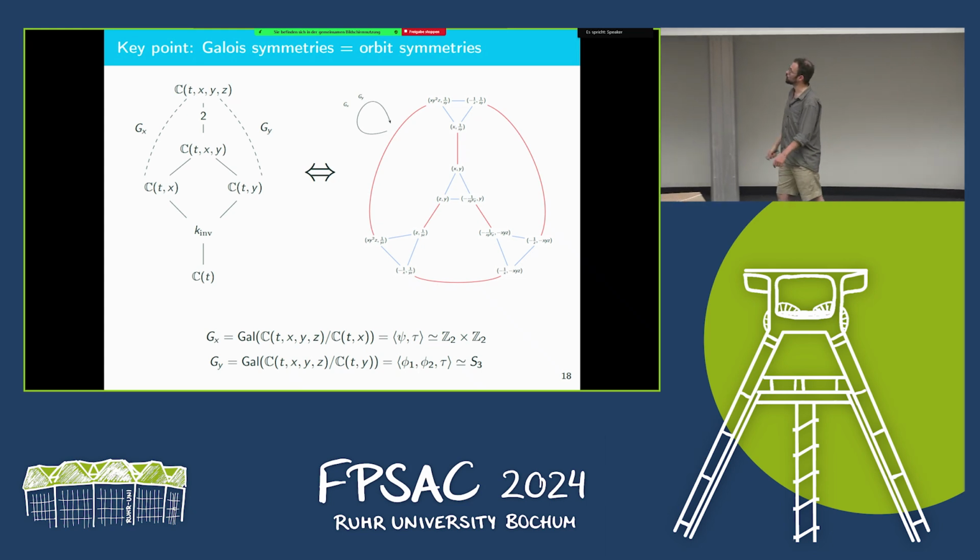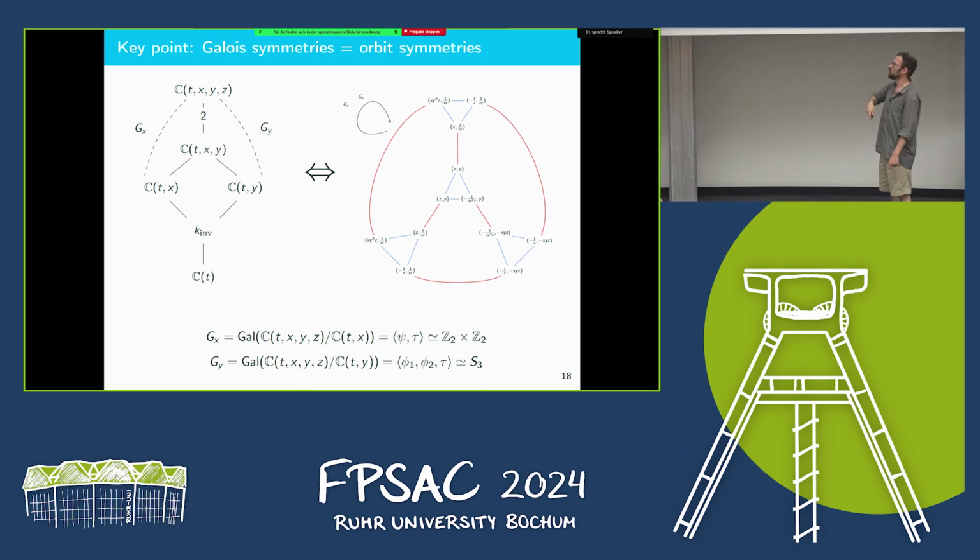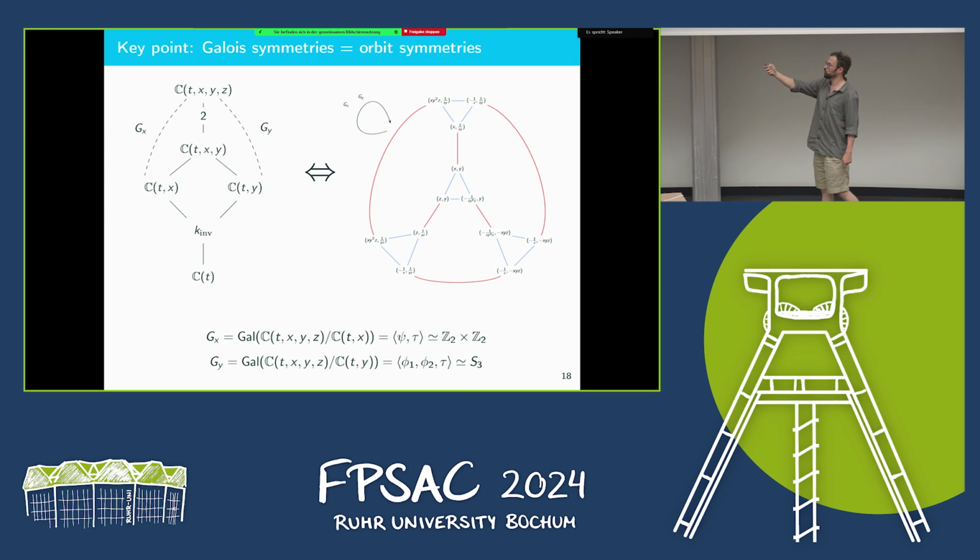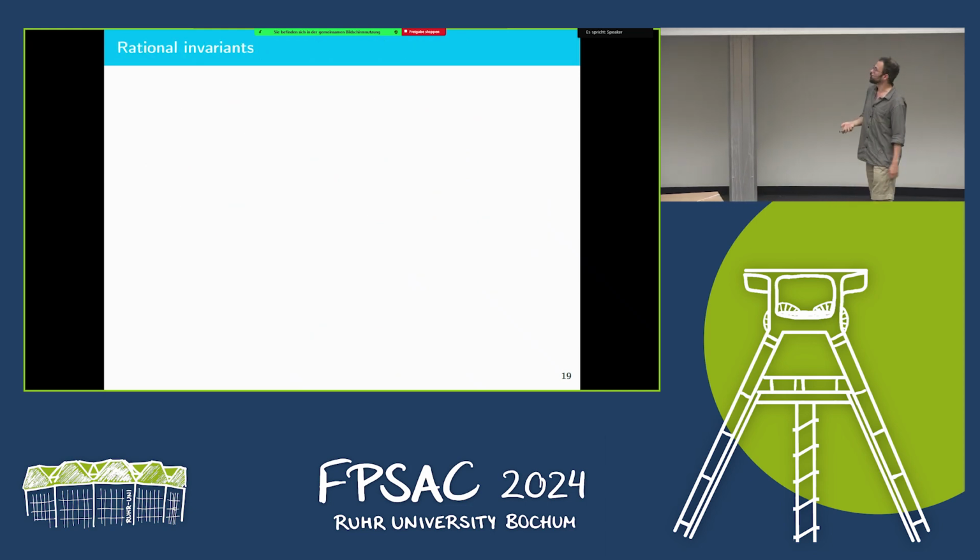And these Galois groups, in turn, act on the orbit as graph automorphisms. And it is this relation between the properties of these Galois extensions and the graphical properties of the orbit that allows us to compute the invariants and decoupling. So this is how it's done.